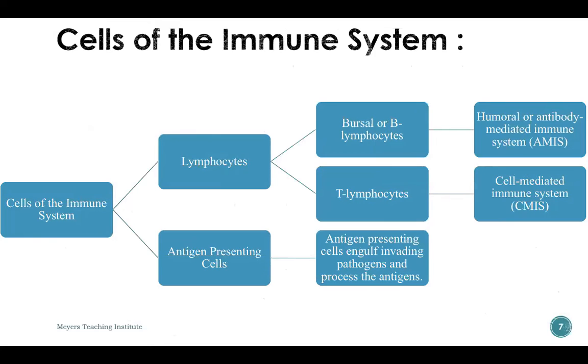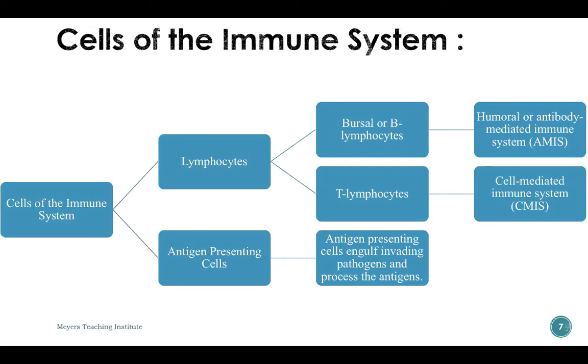Continuing next, what are the various cells of the immune system? There are two types of cells, the lymphocytes and the antigen presenting cells, also known as APCs. Now, the lymphocytes. There are two types of lymphocytes. Both are obtained as part of the blood corpuscles, which come from the stem cells. These corpuscles undergo differentiation in the gut, and then they are called the bursal or B lymphocytes. Otherwise, if they differentiate in the thymus gland, they are termed T lymphocytes.